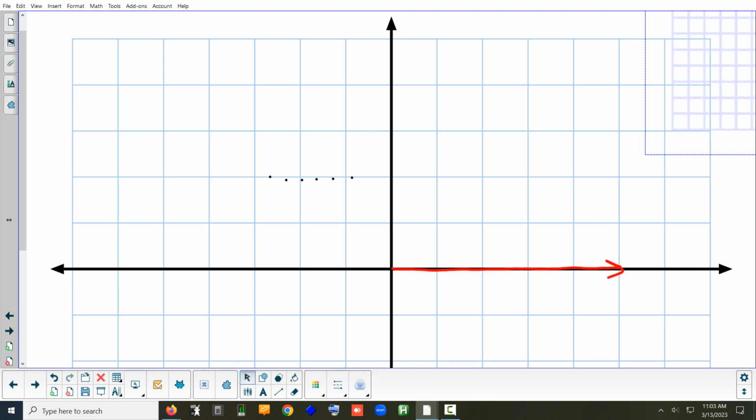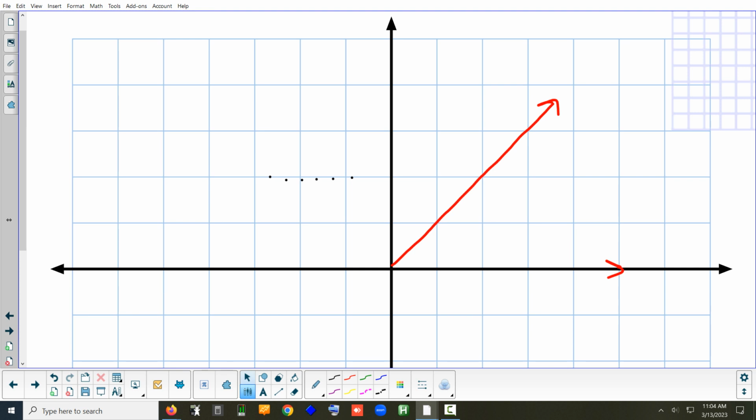And I said northeast. Well, northeast is exactly halfway between north and east. So that's how you would draw a vector that represents something going 50 miles an hour at exactly 45 degrees, or northeast. That's the idea.